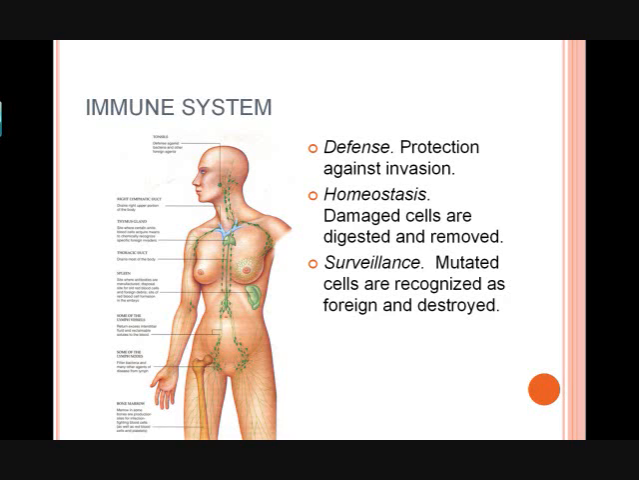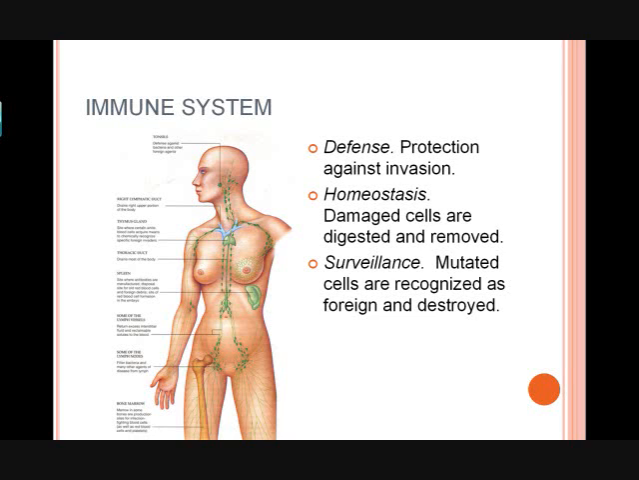Line of defense, the immune system. It's protection against any type of invasion, even if it's not an invasion and the body thinks it's an invasion. Homeostasis: damaged cells are digested and removed. That is the auto-regulation of the body. Surveillance: mutated cells are recognized as foreign and destroyed. So surveillance and defense work hand in hand.